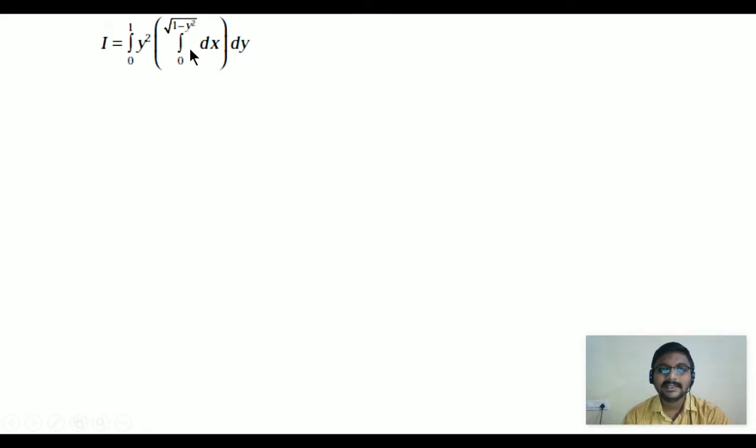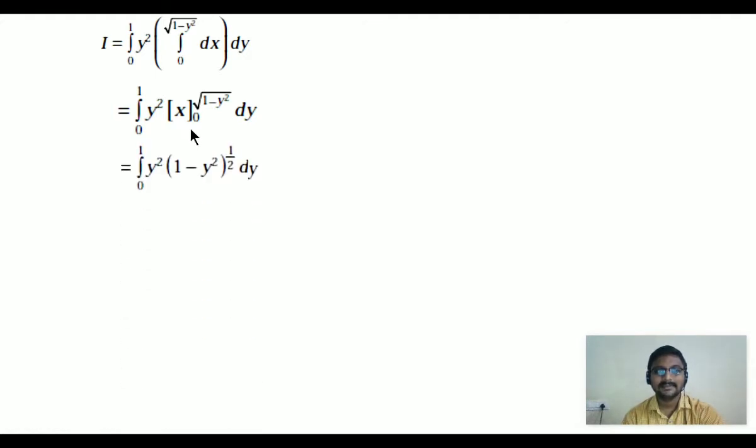Now, what is the integration of 1 with respect to x? X limits are 0 to root of 1 minus y square, so we get root of 1 minus y square for the upper limit and 0 for the lower limit. So the integral becomes integral 0 to 1 y square into root of 1 minus y square, that is, 1 minus y square whole to the power of 1 by 2, into dy. Now clearly the double integration sum has become a single integration.